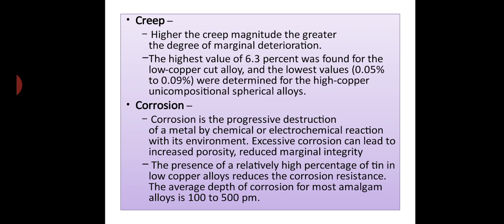Creep: the higher the creep magnitude, the greater the degree of marginal deterioration. The highest value of 6.3% was found for the low copper lathe cut alloy, and the lowest values, 0.05% to 0.09%, were determined for the high copper unicompositional spherical alloy. Corrosion is the progressive destruction of the metal by chemical or electrochemical reaction with its environment. Excessive corrosion can lead to increased porosity and reduced marginal integrity. The presence of a relatively high percentage of tin in low copper alloy reduces the corrosion resistance. The average depth of corrosion for most amalgam alloys is 100 to 500 µm.